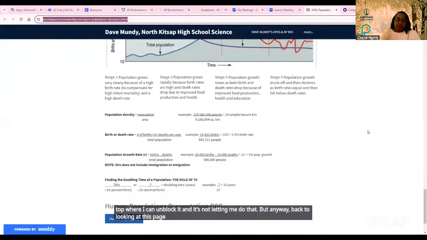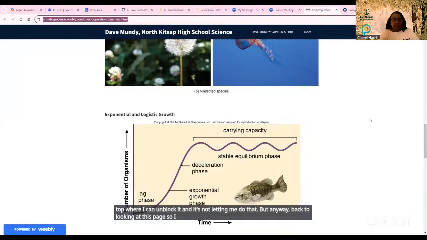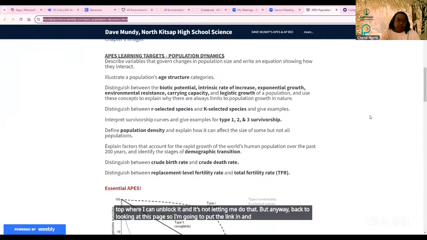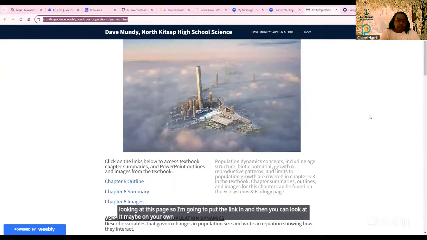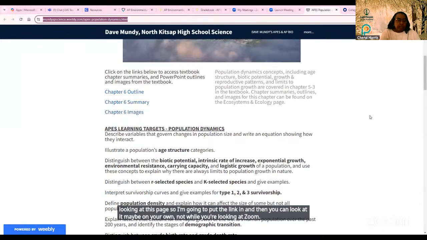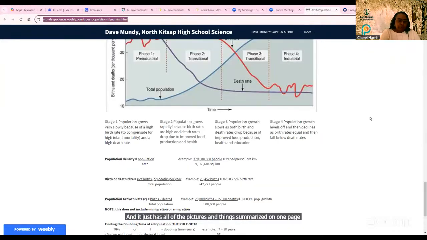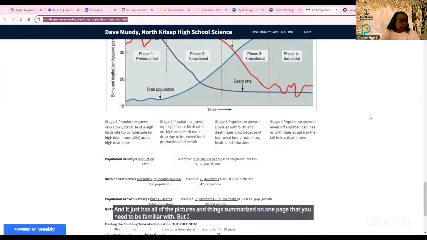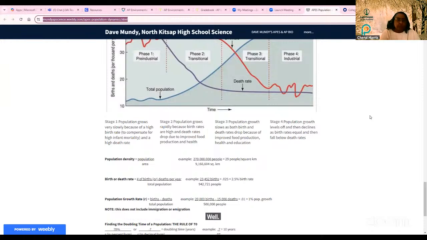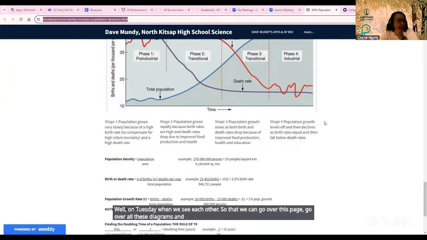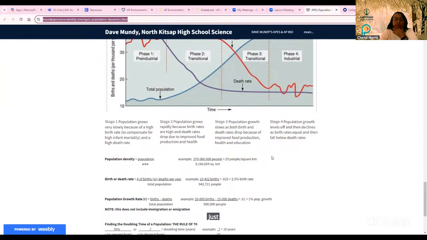So I'm going to put the link in, and then you can look at it maybe on your own, not while you're looking at Zoom. It just has all of the pictures and things summarized on one page that you need to be familiar with. But I'll put it up again on Tuesday when we see each other so that we can go over this page, all these diagrams and activities. But just copy that link and I'll put it back up.